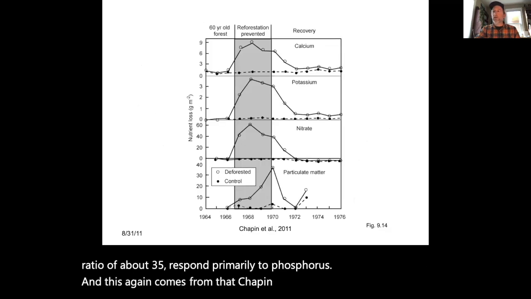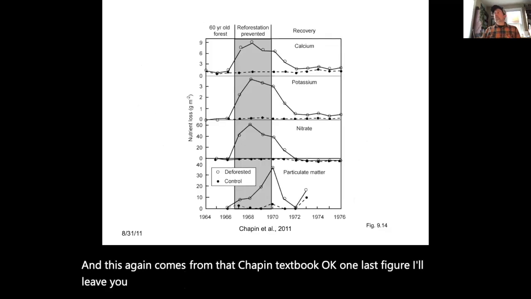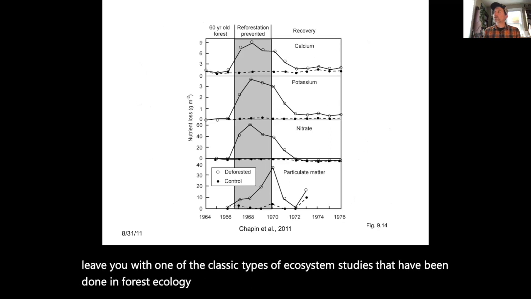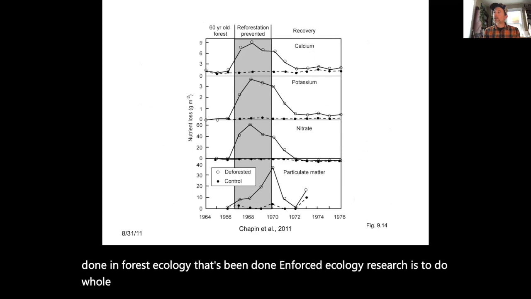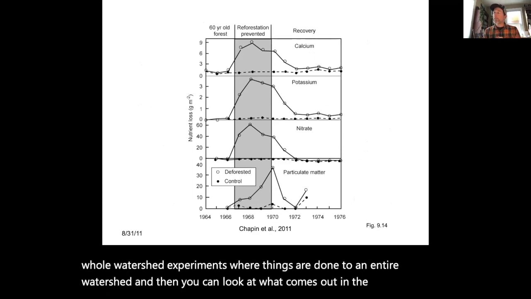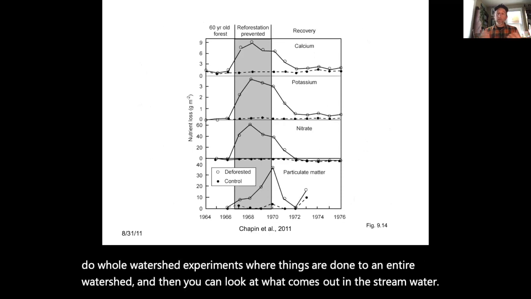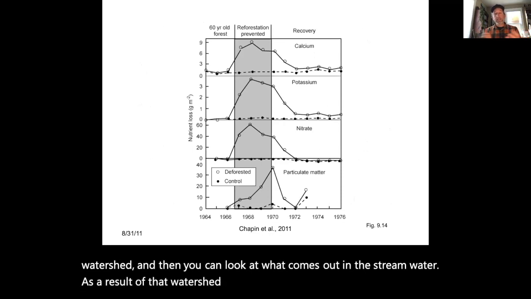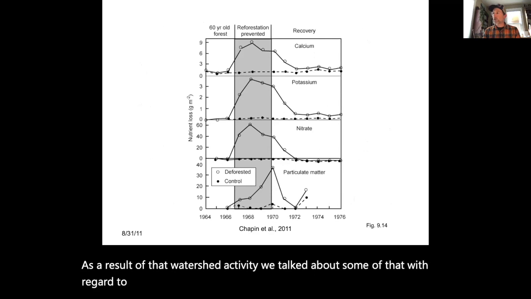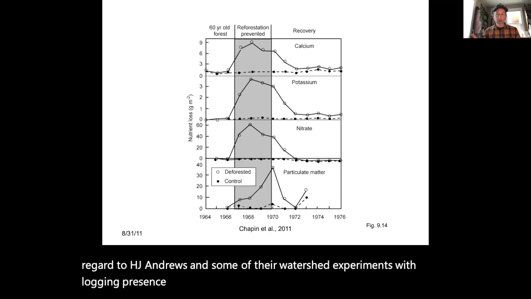Okay, one last figure I'll leave you with. One of the classic types of ecosystem studies that have been done in forest ecology research is to do whole watershed experiments where things are done to an entire watershed, and then you can look at what comes out in the stream water as a result of that watershed activity. We talked about some of that with regard to H.J. Andrews and some of their watershed experiments with logging, presence of roads, not presence of roads, old growth forest versus young forest.